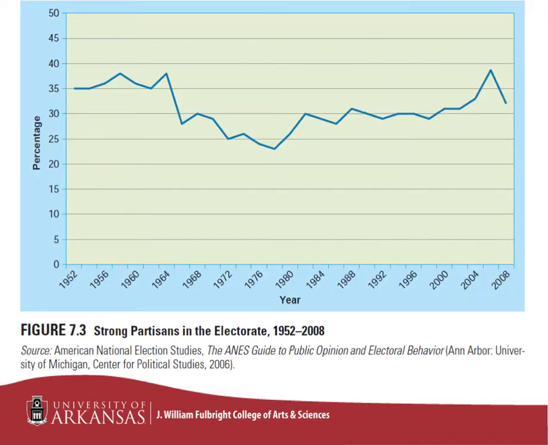So if we're looking at partisans in the electorate, we see here in figure 7.3 from the book that it has remained relatively stable. Certainly there was a dip in the 1960s through the 1980s and into the 2000s. After the turn of the millennium, there was a tick upward, so it's now pretty much along the lines of the 1950s as far as partisanship.